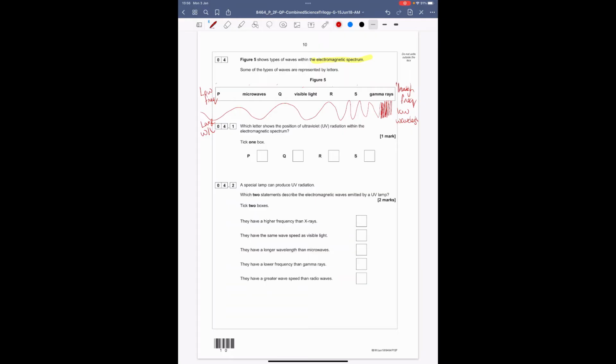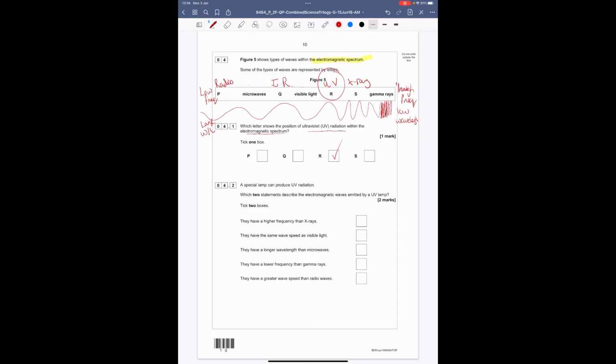So the order then, and there's loads of different mnemonics that you can use to remember it. Use whatever one works for you. So gamma, S would be X-ray, then R would be ultraviolet, then visible light, which we can see, then we've got infrared, then we've got microwaves, then we've got radio waves. So that is the electromagnetic spectrum. Which letter shows the position of ultraviolet radiation within the electromagnetic spectrum? Well, I've already done that, so it would be R.